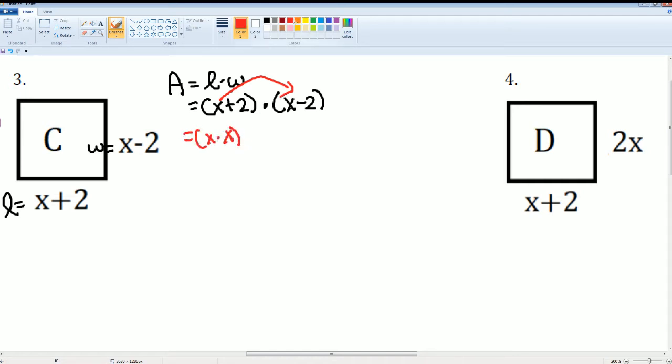Okay. Here we're going to FOIL x times x, plus outer, so x times negative 2. Then you have your inner, which is just 2 times x. Then you have your last, 2 times negative 2. Okay. Combine some like terms.